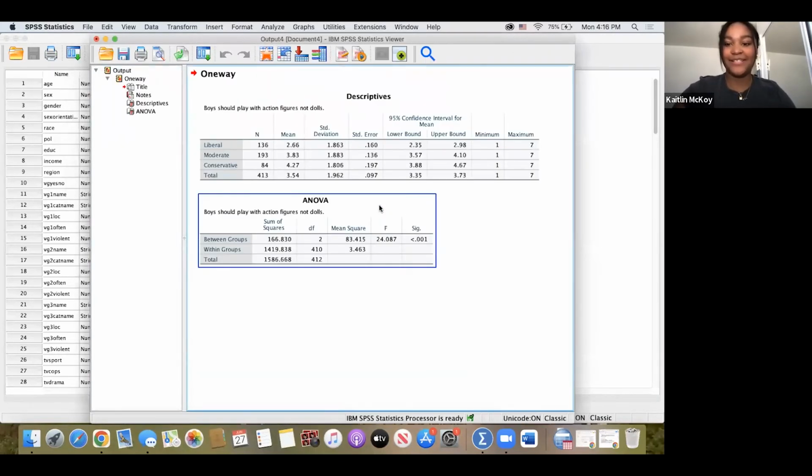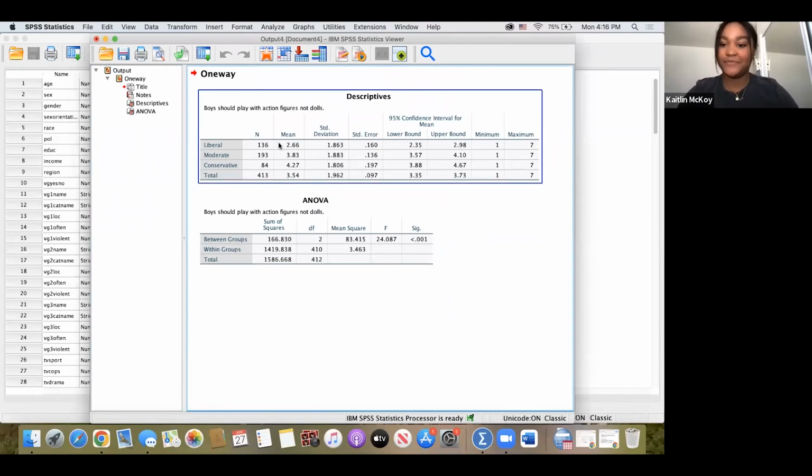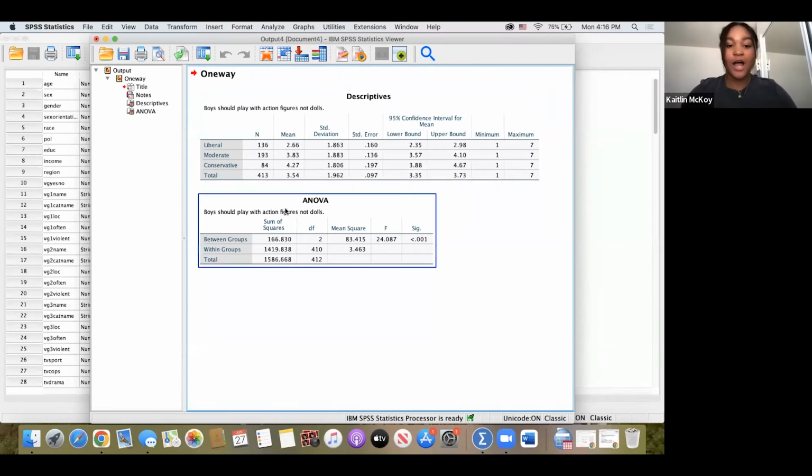Okay, so now that this is here, we're going to interpret the results. First, we should look at the mean. Higher means indicate more endorsement of the view that boys should play with action figures and not dolls. We can see from the output that liberals were less likely to agree with this statement, followed by moderates, followed by conservatives. The bottom ANOVA table here includes the F statistic and the significance level.